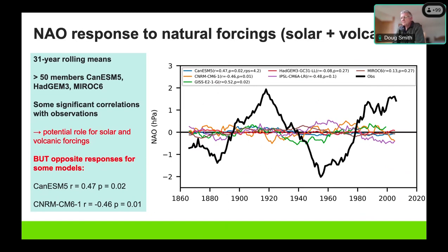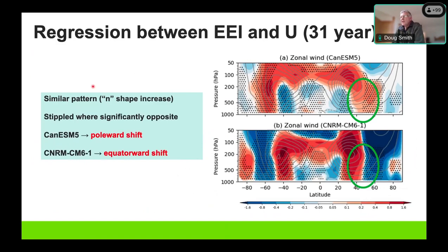So what I'm looking at here is the regression between Earth's energy imbalance, EEI, and zonal mean zonal wind, all again done in 31-year rolling means. And I'm looking at that because the climate system will respond to an energy imbalance to bring it back into balance. So I'm trying to look at this response. So we see a similar pattern in these two models. There's a kind of N-shaped band of increasing zonal winds extending down into the troposphere and across the top of the tropopause. But actually, it's fundamentally different where they intersect the surface. So in CanESM5, we see a poleward shift of the climatological winds, whereas in CNRM, we're seeing an equatorward shift of the climatological winds. Next slide, please.